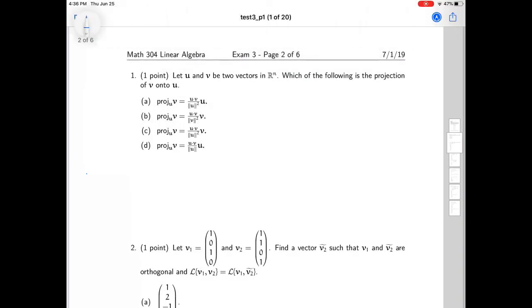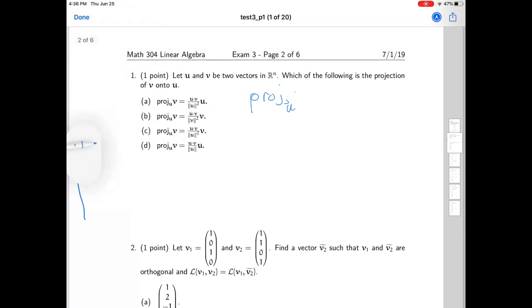Okay, let u and v be two vectors in Rn. Which of the following is the projection of v onto u? Okay, so the projection of v onto u, written like this.